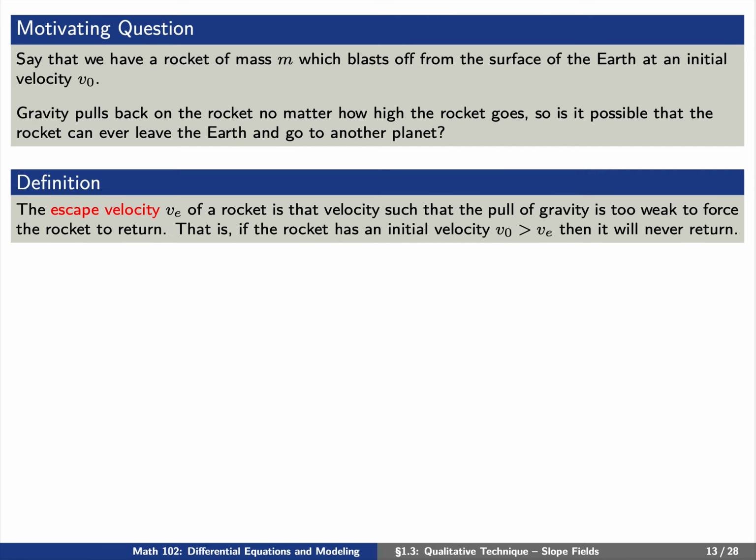It turns out that the answer is yes, and in order to do so, we need what's called the escape velocity. This is the velocity that a rocket must reach so that the pull of gravity is too weak to force the rocket to return to the surface of the Earth. That is, if the rocket has an initial velocity v0 greater than the escape velocity, then it will never return.